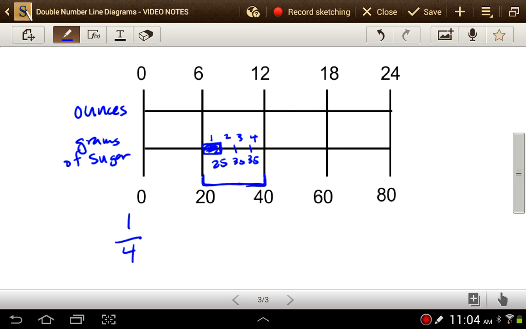You just count. I went by 5s: 20, 25, 30, 35. I'm just counting, and then I see how many sections there are. So this right here is my 25. Now I have to figure out what is 1/4 of the top section. To figure that out, I find the gap there, which is 6, because 12 minus 6 is 6. So that is a gap of 6.